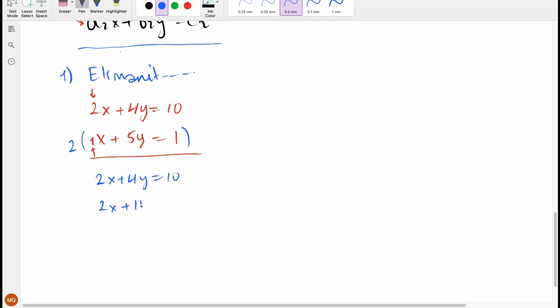2x plus 10y is equal to 2. Let's do subtraction. 2x minus 2x is 0. 4y minus 10y is negative 6y, is equal to 8. y is equal to 8 over negative 6.